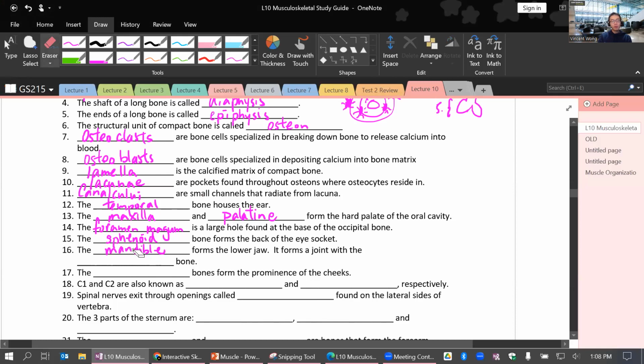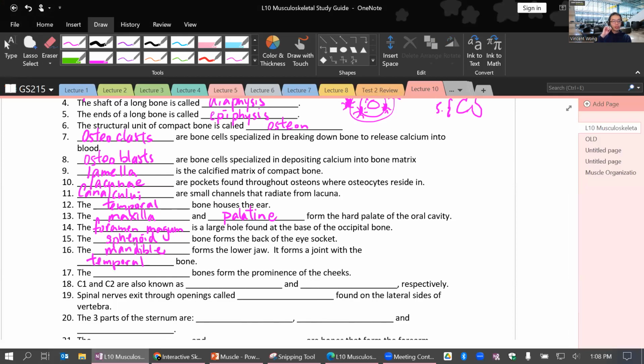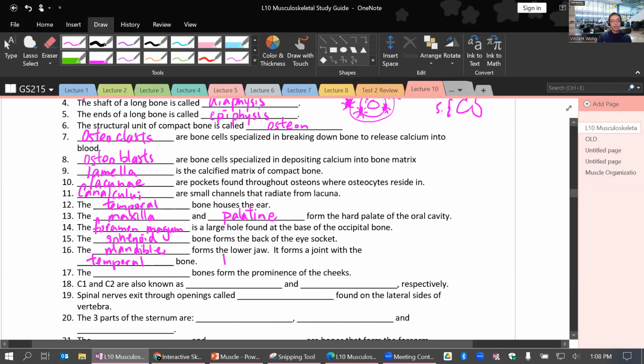Okay, it's the only movable bone in the whole head, and it forms a joint with the temporal bone, right? So like this joint right here. Sometimes if you put your hand there, you can feel it. You can feel it click, right? That's the MTJ, right? The mandibular temporal joint.